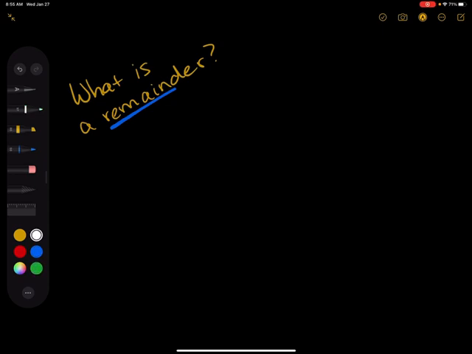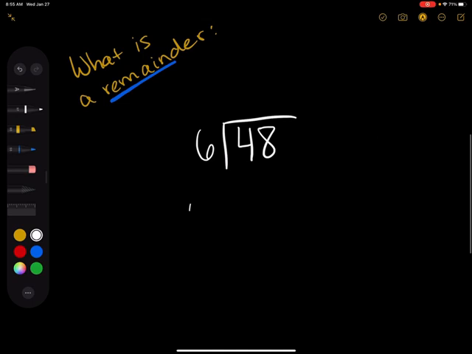We have 48, and we're going to divide 48 by 6. Remember, this is the same thing as saying 48 divided by 6. We just put it in horizontal division. And remember, these are the same thing. This is a division sign, and this is also a division sign. But let's look at this.